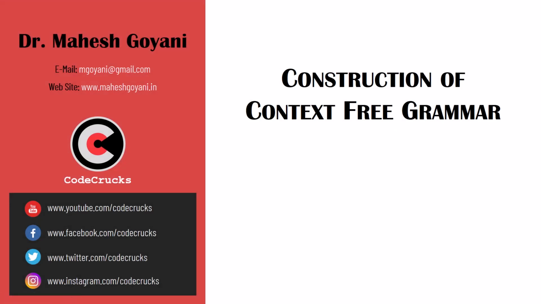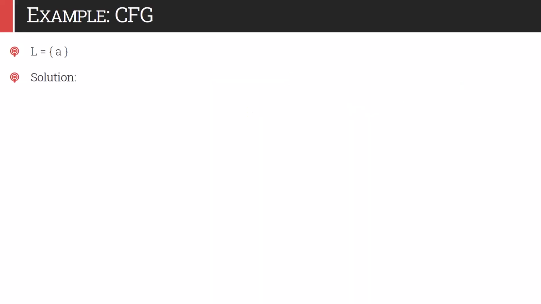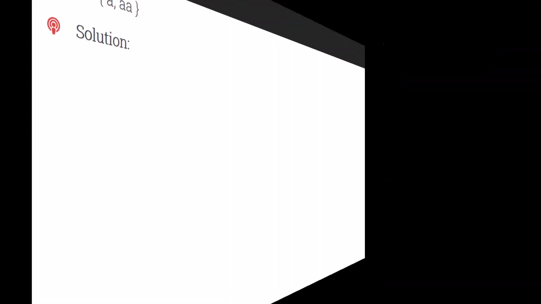Hello and welcome. In this video, we will see a few more examples of constructing context-free grammar for a given language. Consider the language L = {a}. This is a very trivial language. It contains only one string, that is a, and that we can directly derive by the start symbol. So S → a is the CFG for the given language.